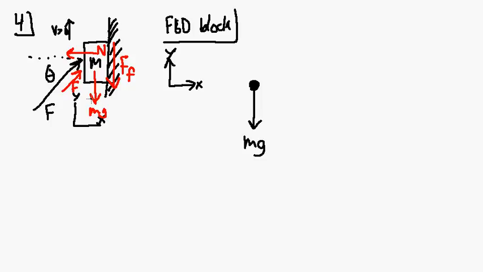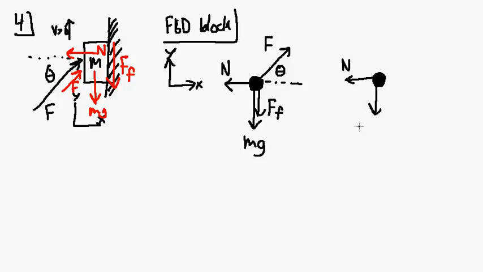Okay, so mg, and then we have our friction force also going down. We have our normal force headed that way, and then coming up here at an angle theta from the horizontal, we have our applied force from the broom handle. Alrighty, so there's normal force, mg, friction force.